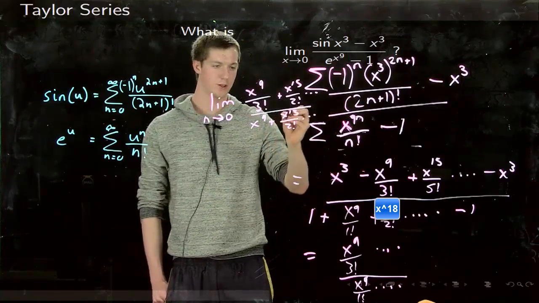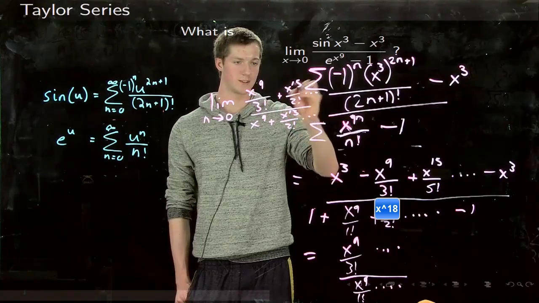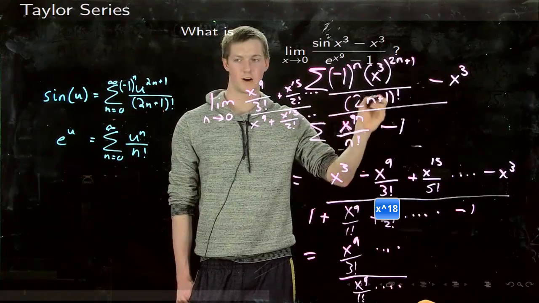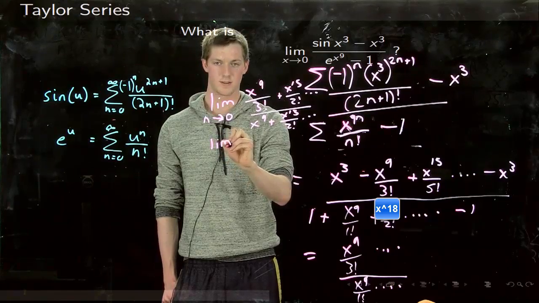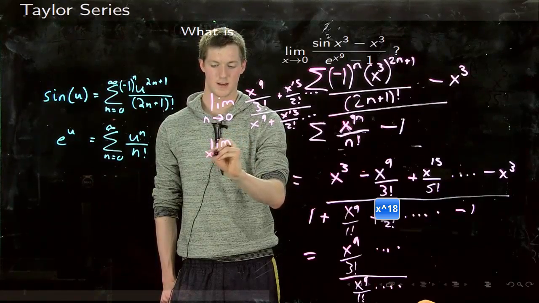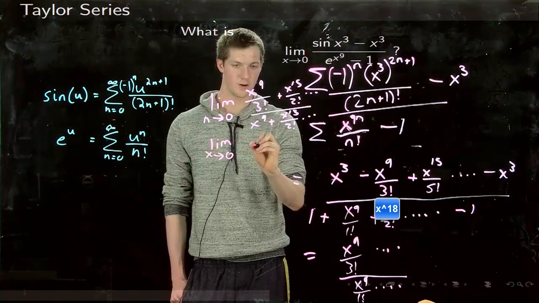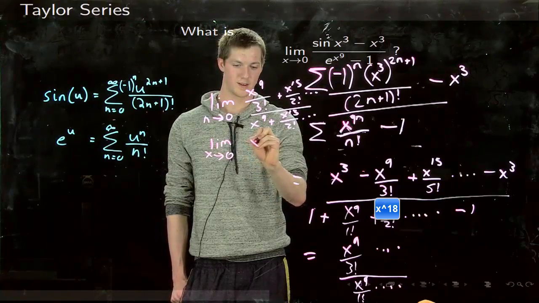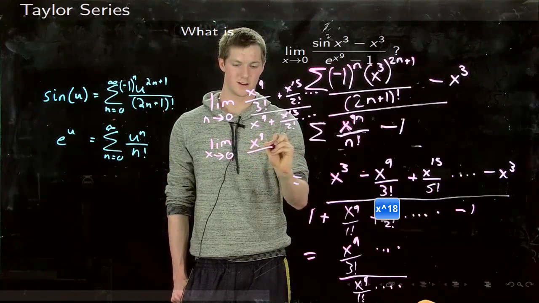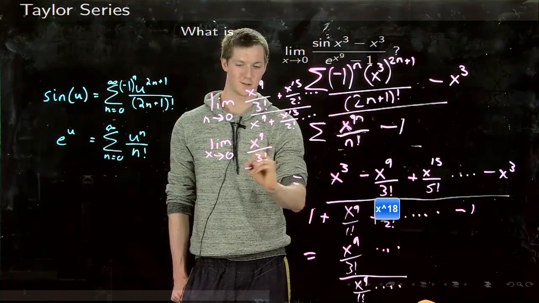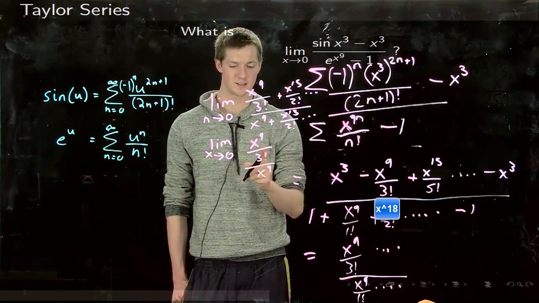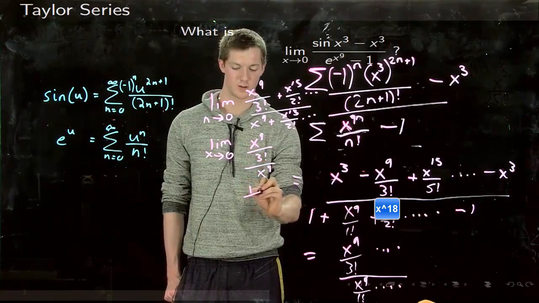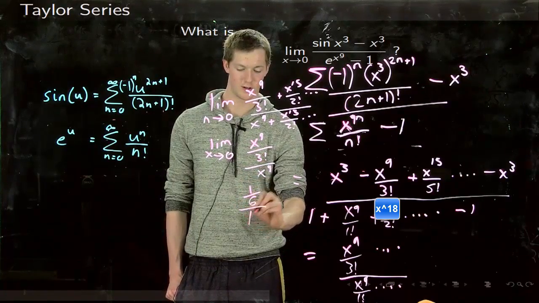And then you can notice that the x to the 15s and all the terms thereafter will cancel, so that we just get the limit as x goes to 0 of x to the 9 over 3 factorial over x to the 9. And then when you plug in x is 0, that's going to come out as 1/6 over 1.